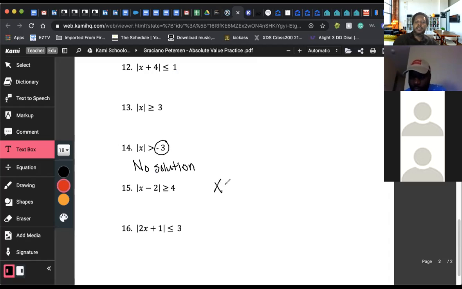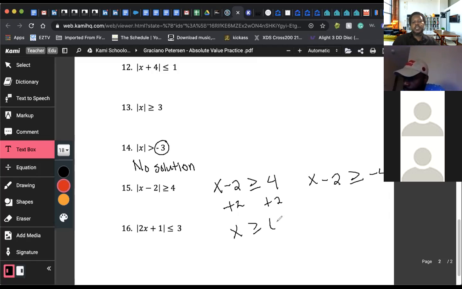So we're going to do x minus 2 is greater than or equal to 4, and x minus 2 is greater than or equal to negative 4. We solve by adding 2 to both sides. X is greater than or equal to 6, or x is greater than or equal to negative 6.